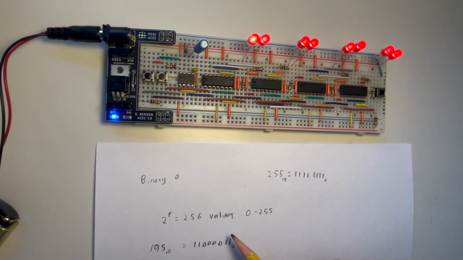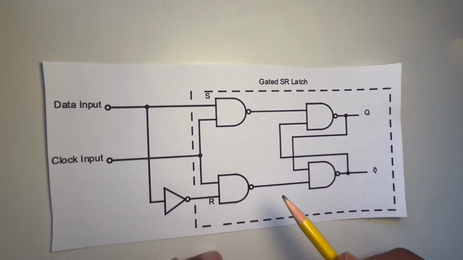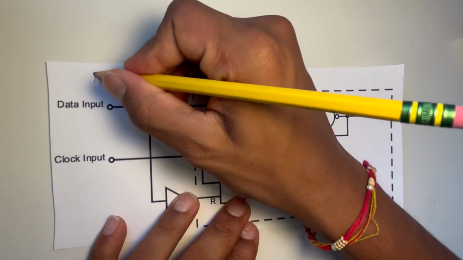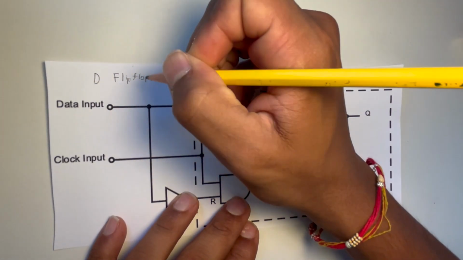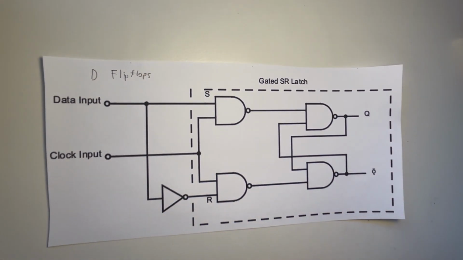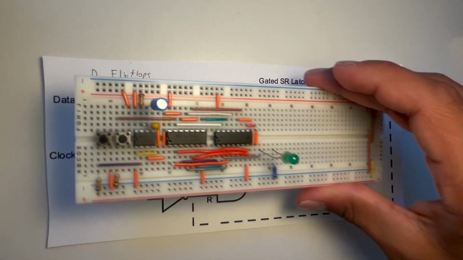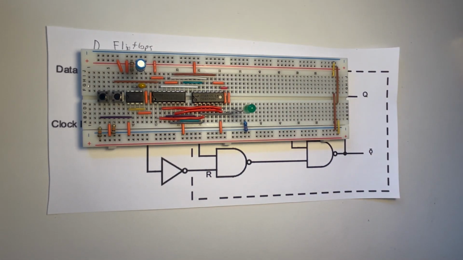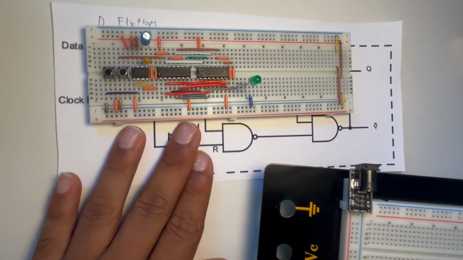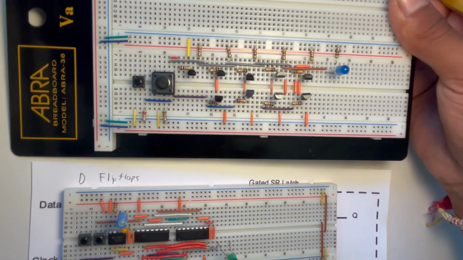So now that we understand what the register does, let's figure out exactly how it works. So this register is made up of 8 different D flip-flops. So to understand how the register works, we first have to understand how these D flip-flops work. So here's one D flip-flop built from logic gates, and here's the exact same circuit built from transistors.